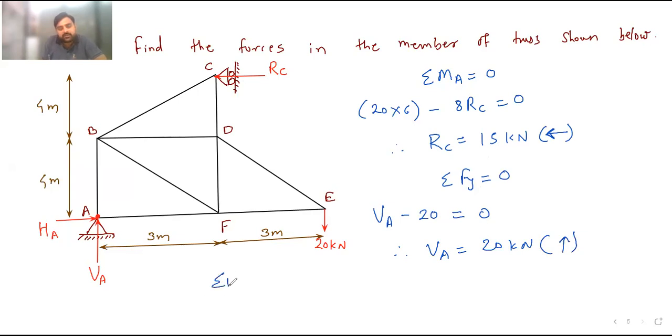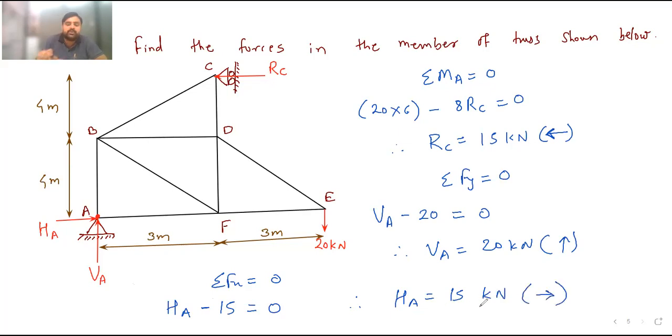Now apply summation Fx equal to 0. Then HA moving towards right is plus HA, RC is moving towards left, minus RC value 15 is equal to 0. Therefore HA is equal to 15 kilonewton and which is moving towards right because we have got positive answer. So assumed direction of HA is correct. This is what are the reactions we have got.